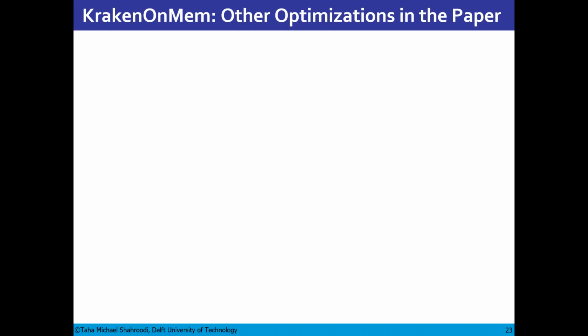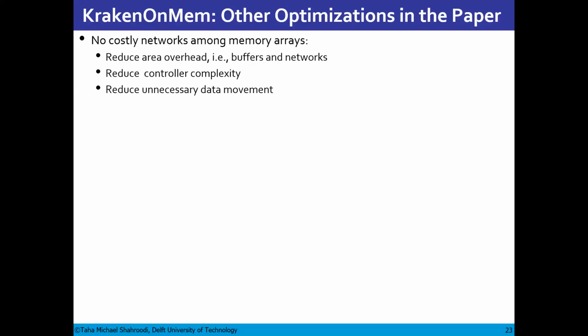Now, let me briefly mention some other designs or engineering optimizations that KrakenOnMem is benefiting from as well. First, we only require a network among corresponding key arrays and LCA arrays. Basically, as long as we manage to connect arrays in the same bank in a traditional memory architecture, we do not have any additional network requirement for our PIM-enabled memory. Therefore, we consider the minimum necessary network for our area estimation and controller design in the large-scale simulation.